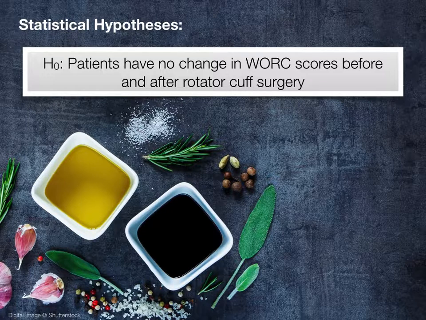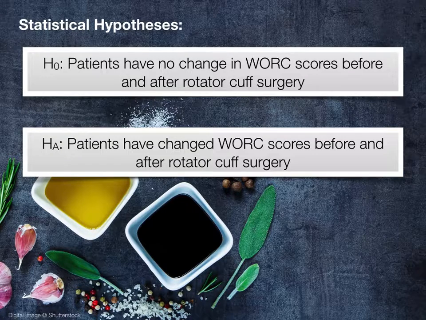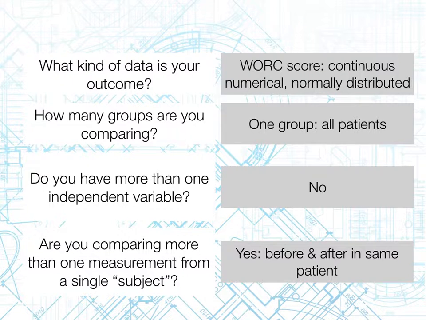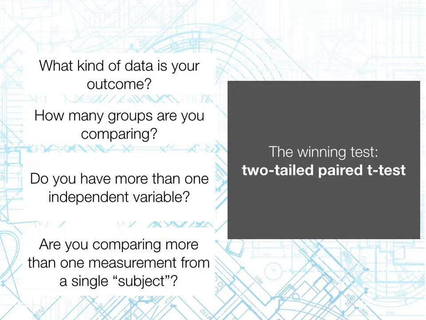Tweaking our example again, this time we want to measure the overall impact of surgery on work scores. Note that I'm making no assumptions about improvement or worsening of scores. Answering the same questions, the main differences here are that there's only one group and that there's more than one measurement per patient. In other words, the data is paired and we've got a repeated measures design. The winning test here is then a two-tailed paired t-test.